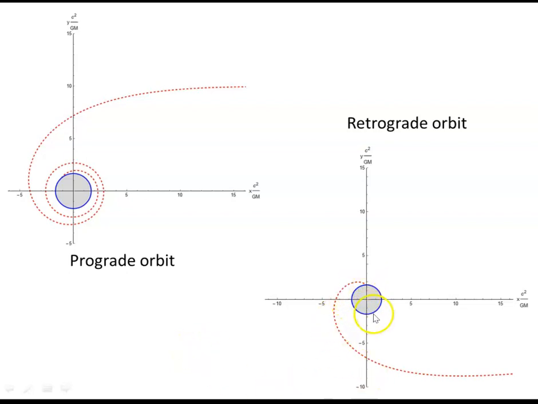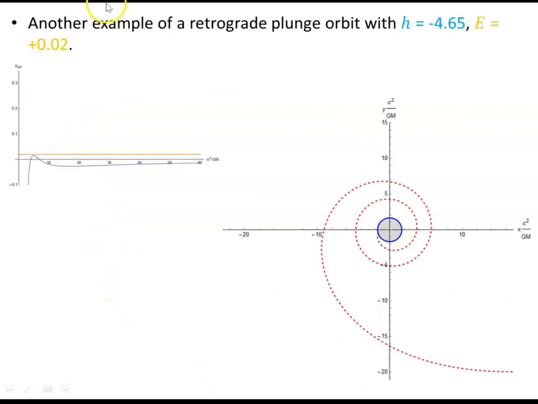There's a little bit here, but of course the rotation is counterclockwise, so it's going round this way of the black hole. That's the rotation of the black hole, this way. And so as this comes near the stationary limit surface, it must co-rotate with the black hole. So there's not going to be this winding here, as we see in the prograde case. All right, and another example of a retrograde plunge orbit, minus 4.65.